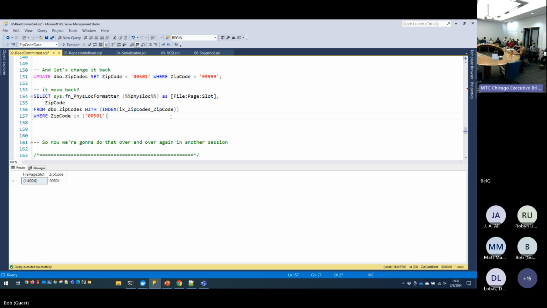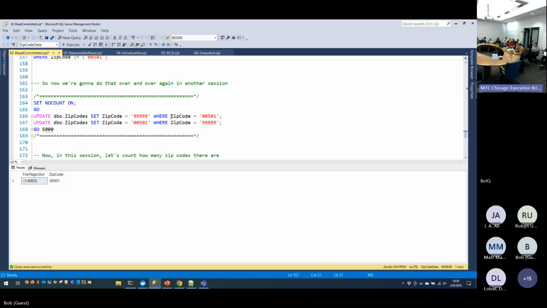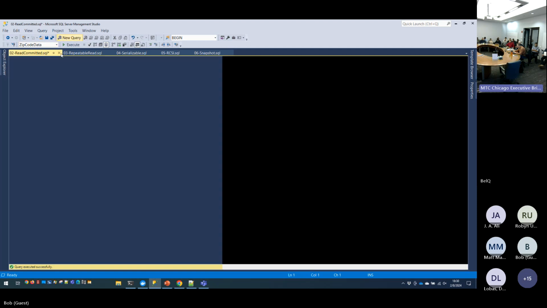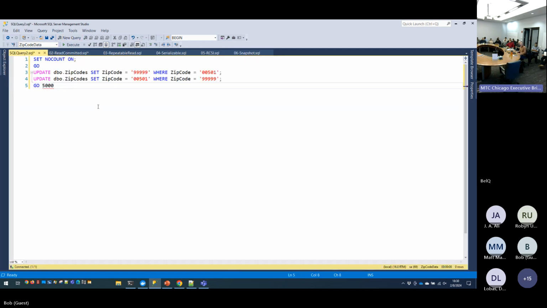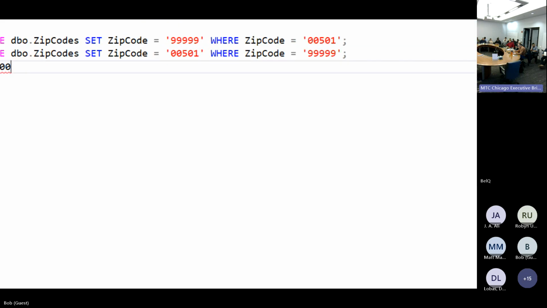This is why they tell people, if you have a clustered index, don't change the cluster key values, because these rows have to move, and that can cause all kinds of extra work. It's not bad, but something to keep in mind and try to avoid. So now I'm going to open another window and run a query where I flip these rows back and forth.